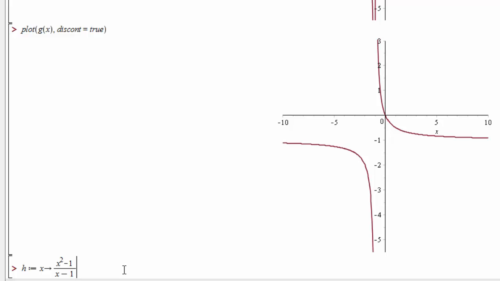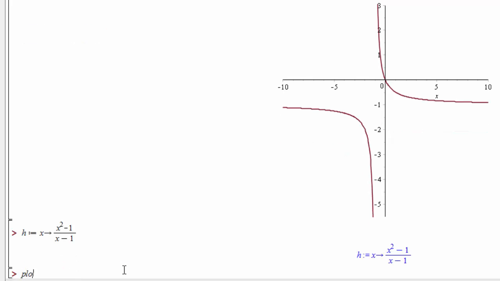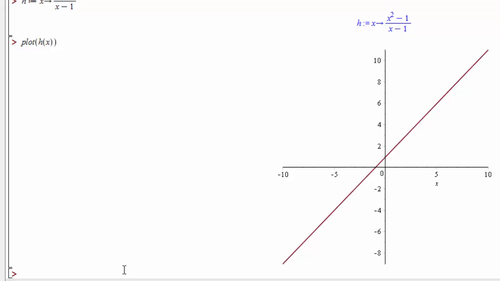However, if you factor it, you'll see that the factor x minus 1 appears in both the numerator and denominator, so it cancels. And the graph of this function actually just looks pretty much like the line x goes to x plus 1. So what happens if we graph this? It just looks like the line y equals x plus 1. It doesn't actually show the point of discontinuity. So we may try, okay, let's say plot h of x and say discont equals true. You see, that doesn't work either.